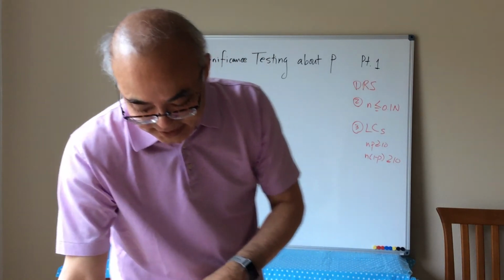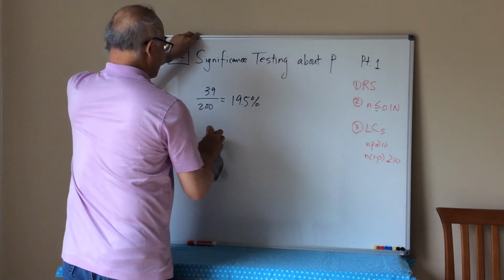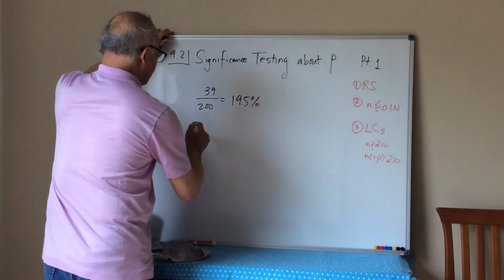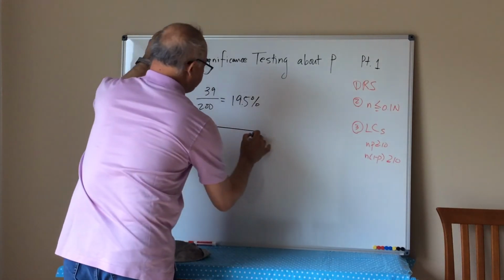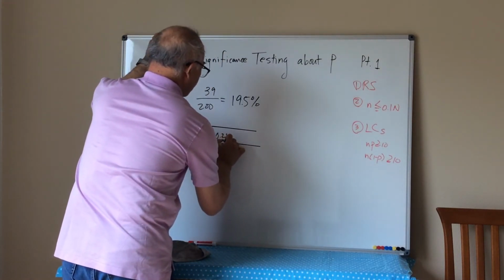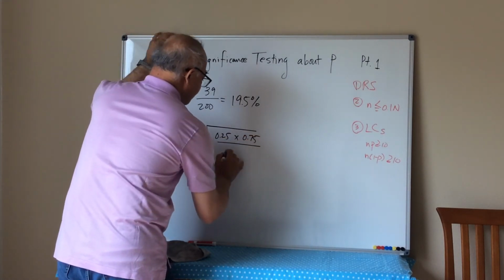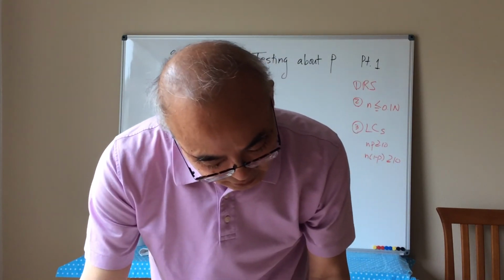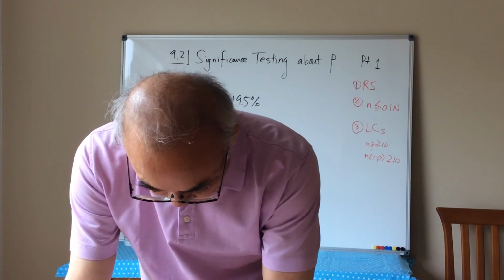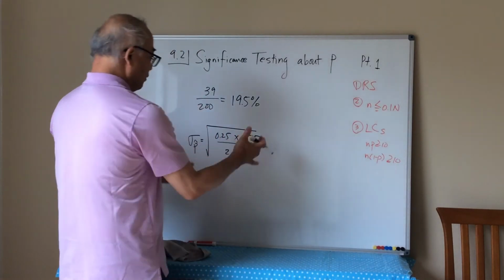B, calculate the standardized test statistic and p-value. So if I want to find the test statistic, what am I going to do? I need to find the standard deviation first. This was 0.25 times 1 minus that, so 0.75, divided by n equal to 200. So we don't know what that is yet.